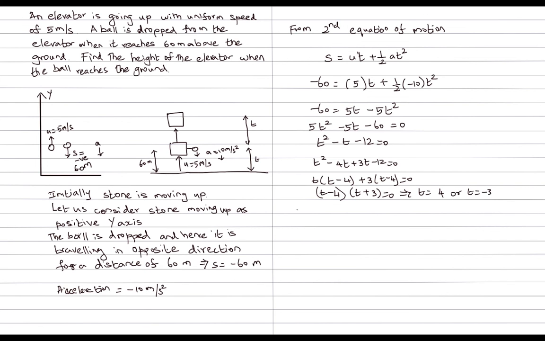Time will always be positive. Time cannot be negative. Hence, the ball takes 4 seconds to reach the ground after it is dropped from 60 meters above the ground.